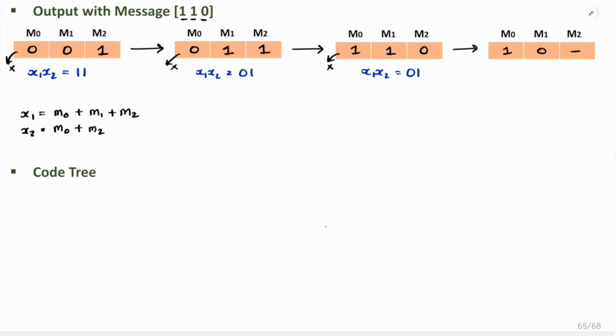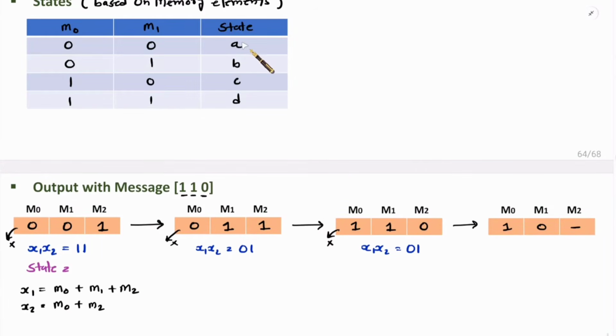So as and when we have input 1, at the time, here state is m0, m1, that is 0, 0. 0, 0 means we have state A. For 0, 1 we have state B. For 1, 0 we have state C. And for 1, 1 we have state D.